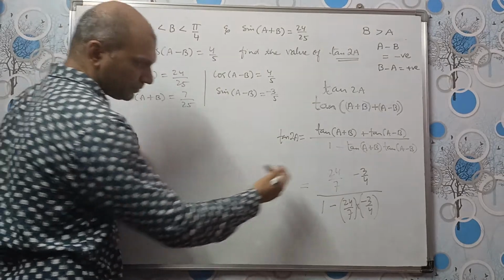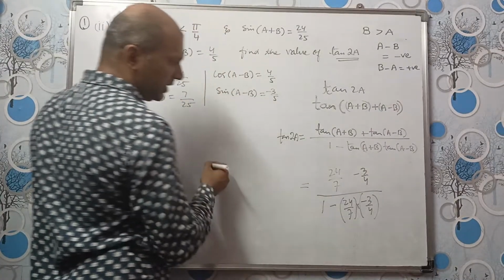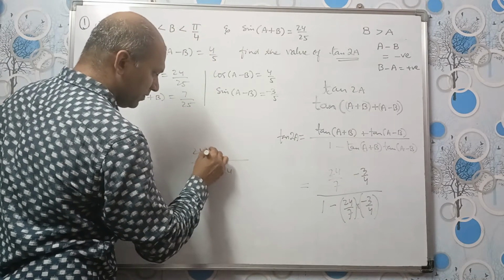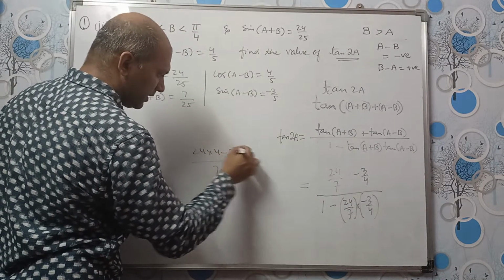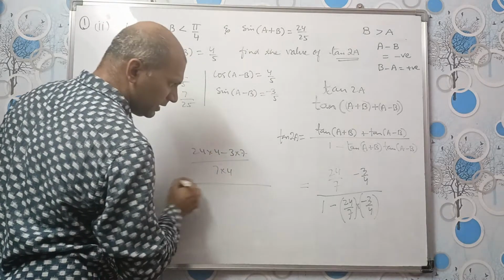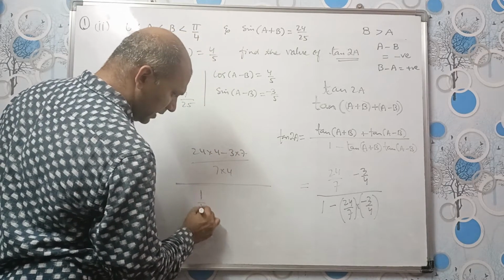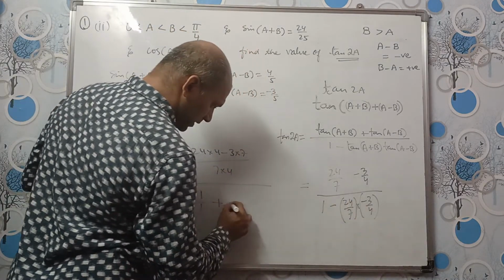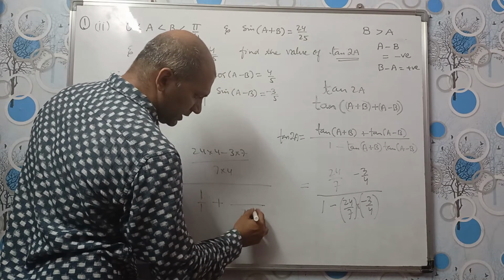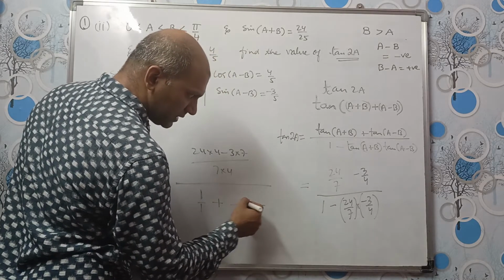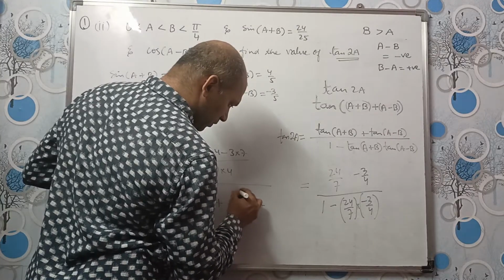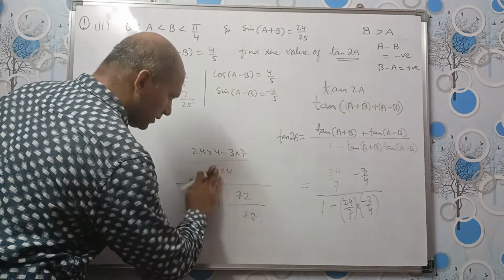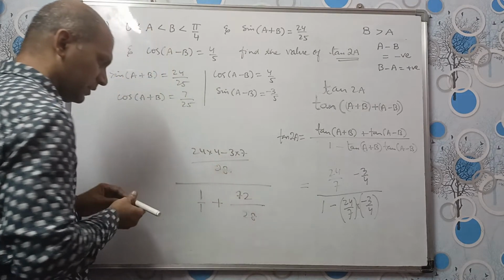Denominators are different. Multiply the denominators, right? 7 into 4, and this is 24 multiplied by 4, 3 into 7, divided by 1 by 1 plus 1 into minus into minus. 7 4s are 28, right? And 24 into 3 is 72. So this will be 28, this will be 28.